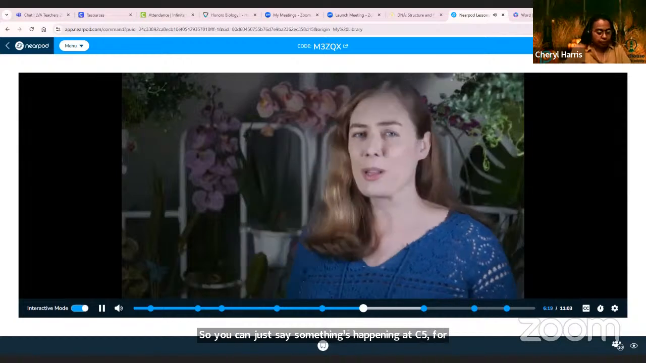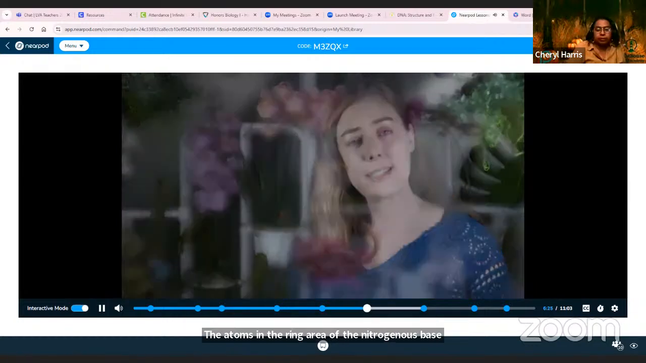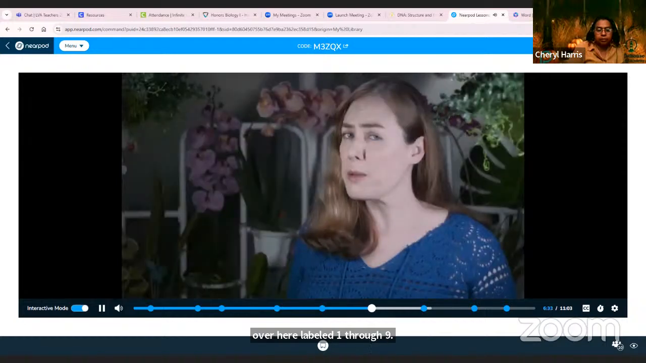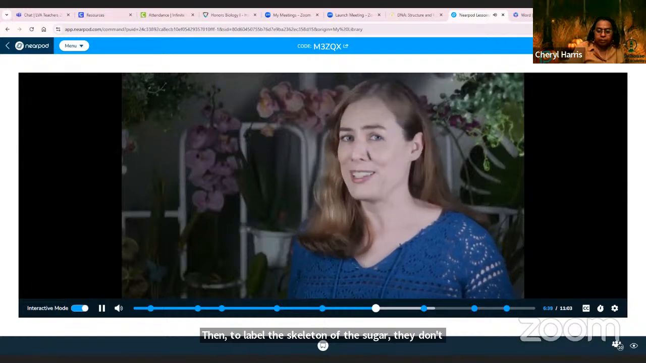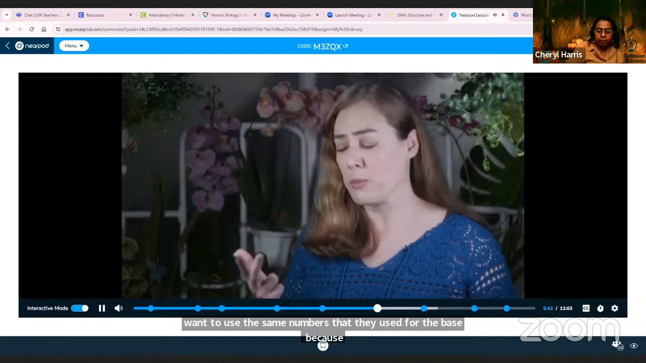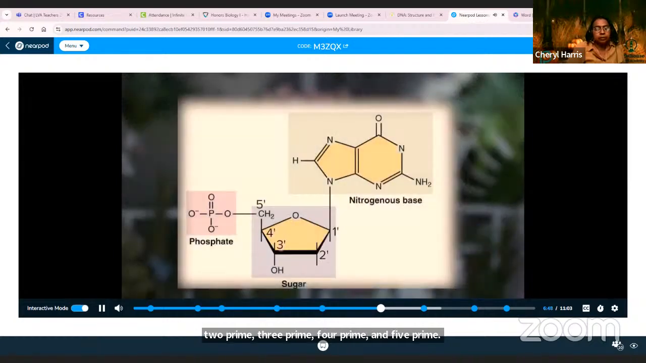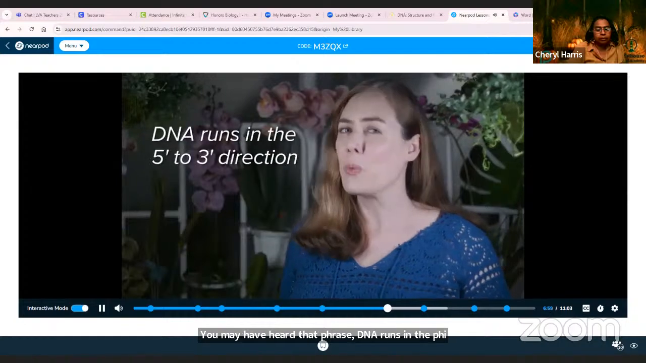rather than having to point it out on a diagram. They start with labeling the skeleton, the atoms in the ring area, of the nitrogenous base. You can see here these atoms labeled 1 through 6, or over here labeled 1 through 9. Then, to label the skeleton of the sugar, they don't want to use the same numbers that they used for the base because that would be confusing, so they label them 1', 2', 3', 4', and 5'. The 5' carbon is this one that sticks up from the ring. This is where the notation 5' to 3' comes from. You may have heard that phrase, DNA runs in the 5' to 3' direction. That's talking about one of the two strands.